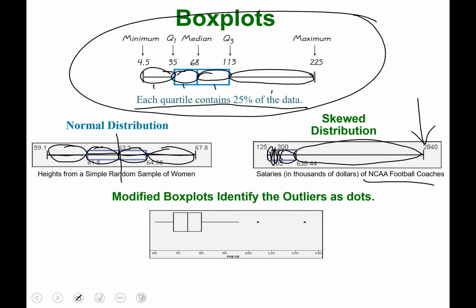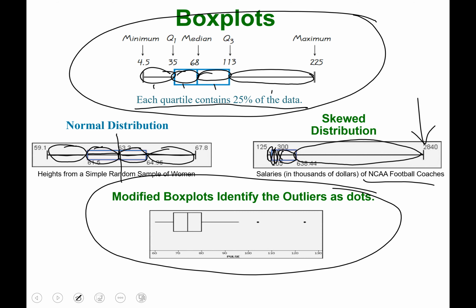Okay, those two box plots you saw there are not modified box plots. They don't represent any outliers as dots. Okay, let's look at this example. Maybe it's easier to explain by showing this.